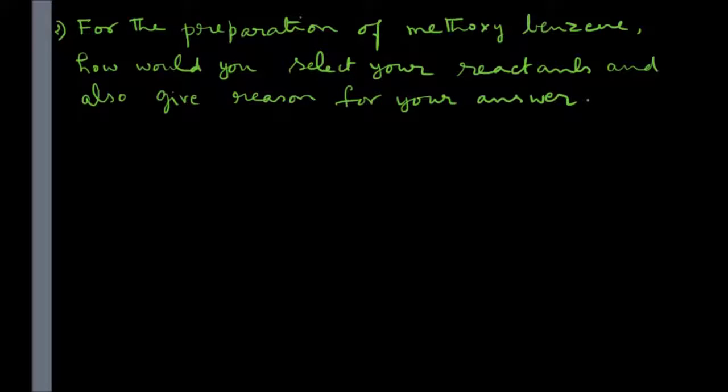The second question is, for the preparation of methoxybenzene, how would you select your reactants and also give reason for your answer? Methoxybenzene is this. It is also called anisole, common name anisole. In this ether, one alkyl group is a methyl group, the other one is an aryl group, that is the phenyl group.